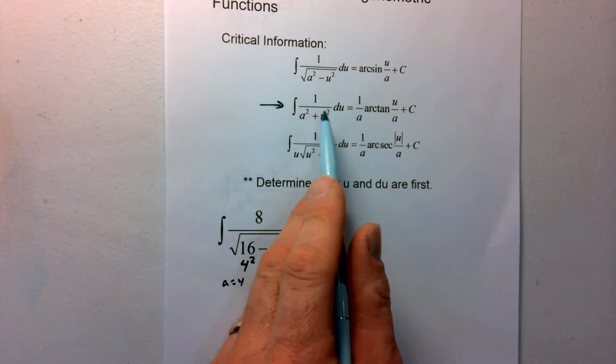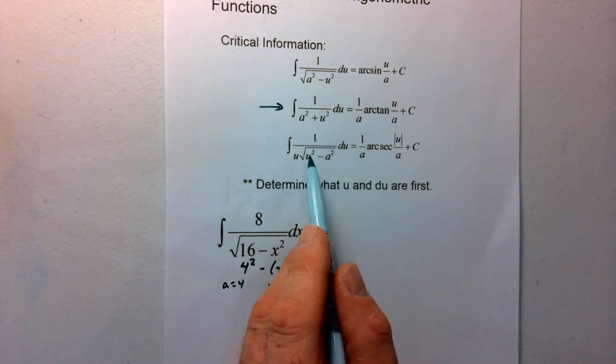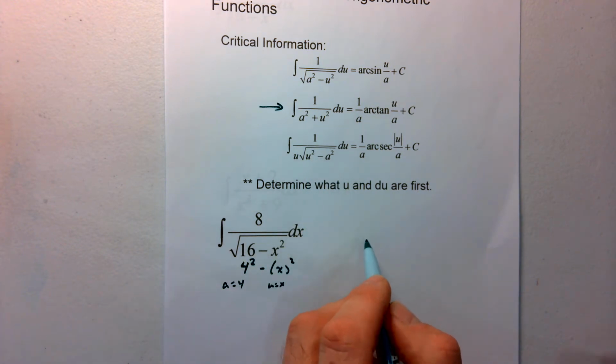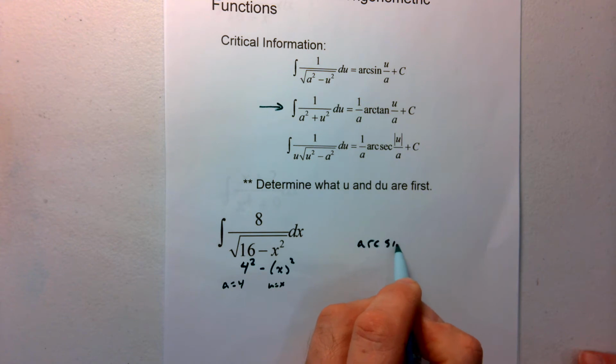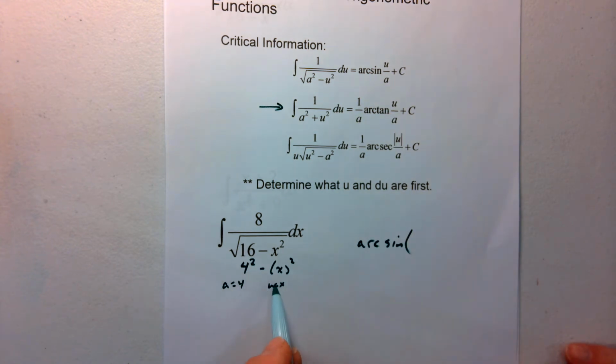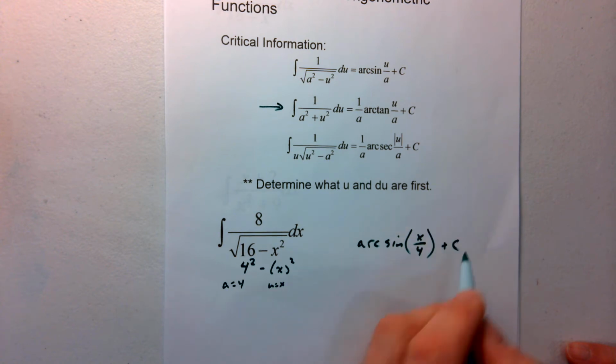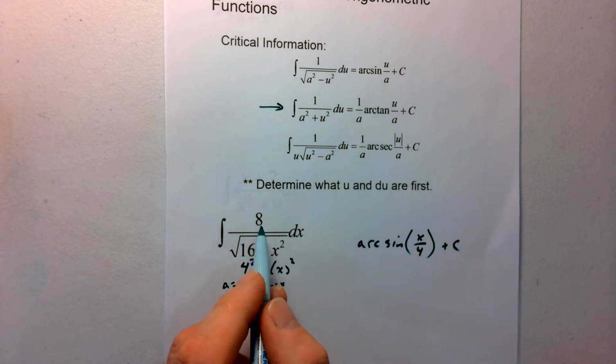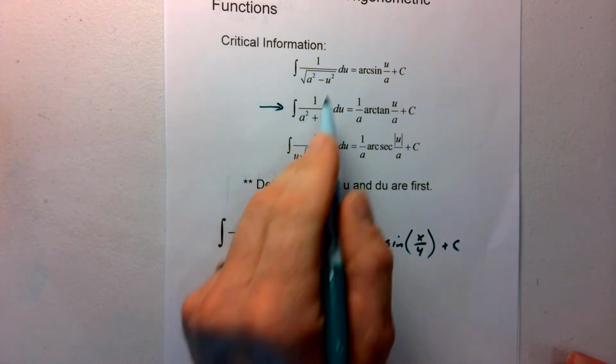Remember the other ones, we have a plus here, and the other one, the arcsecant, gives us a variable minus the constant. So I have arcsine of what? I have the arcsine of my u, which is x, divided by 4 plus c. And that's, by definition, going to be our answer. Oh, wait a minute, I forgot my 8, didn't I? Yeah, I forgot my 8.